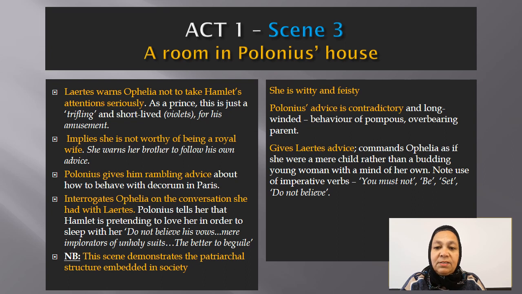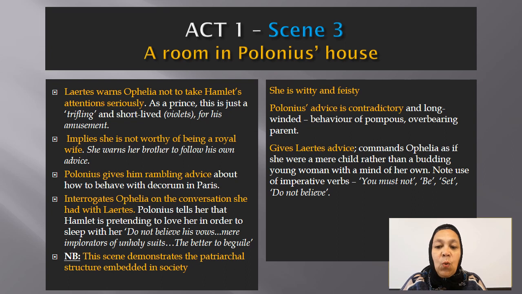And so we meet the brother and sister Laertes and Ophelia, and Laertes warns Ophelia not to take Hamlet's attentions too seriously. He says, as a prince, this is just trifling and short-lived. He refers to violence and that Hamlet is using Ophelia for his own amusement. Now, if you look at the word trifling, it means that Hamlet is not serious about his attentions for her. He implies also, at the same time, that Hamlet does not see Ophelia as being worthy of being a royal wife and being his princess should she marry him.